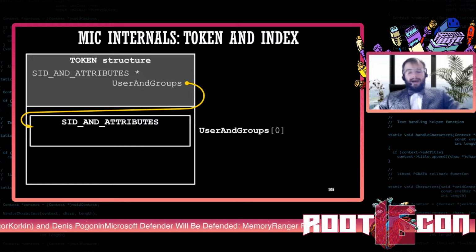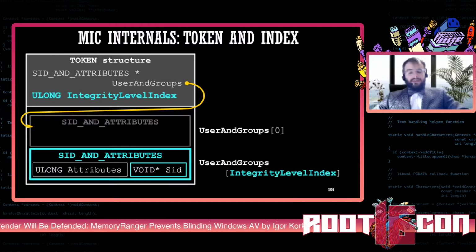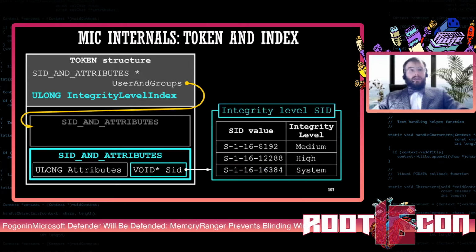To support MIC, two new fields have been added: the integrity level index and the corresponding SID and attributes structure. The integrity level index is just an index into the array pointed to by UserAndGroups. This entry points to one of the integrity level SIDs. For example, examples of SIDs are here.